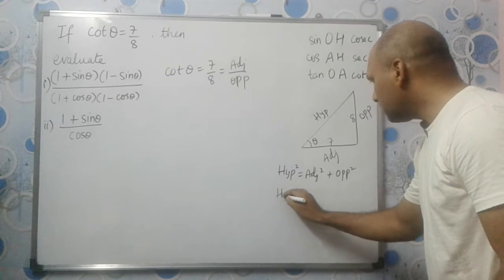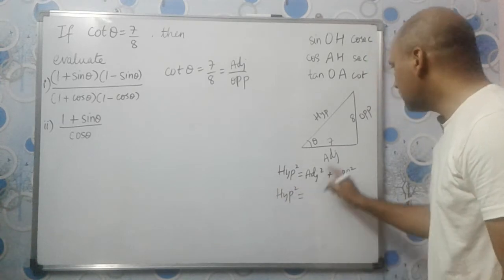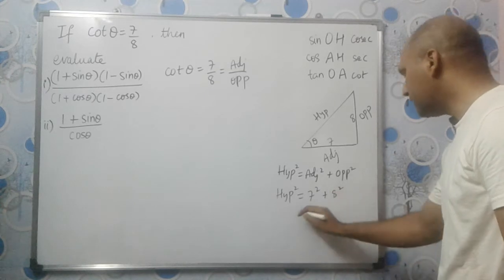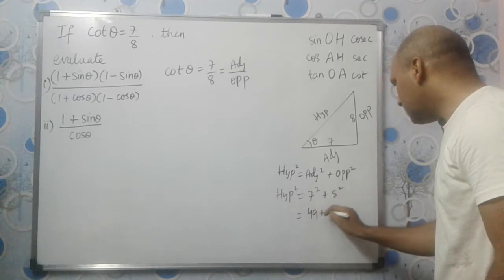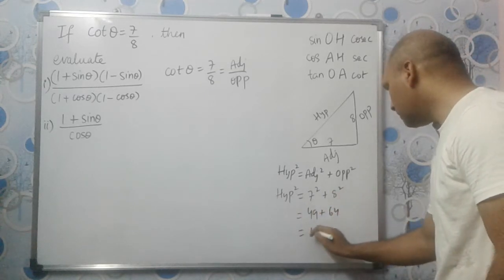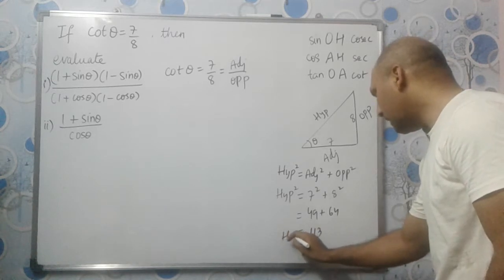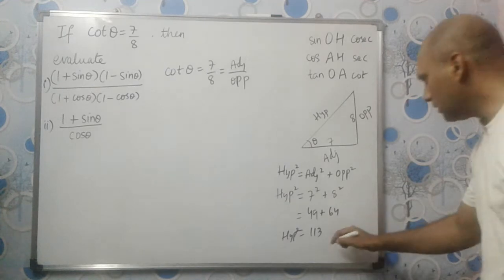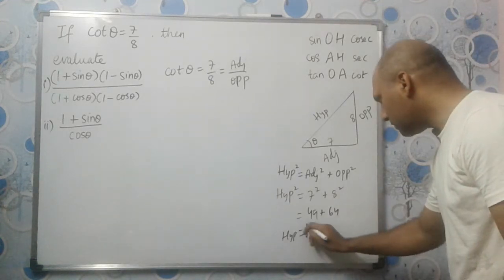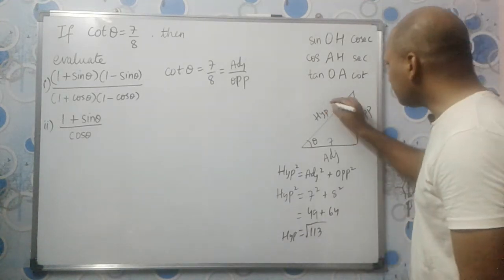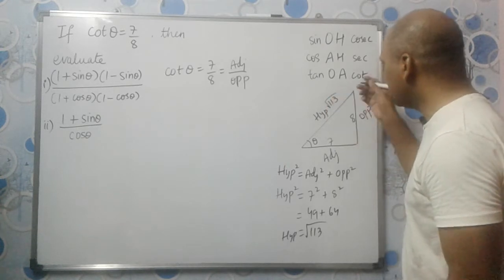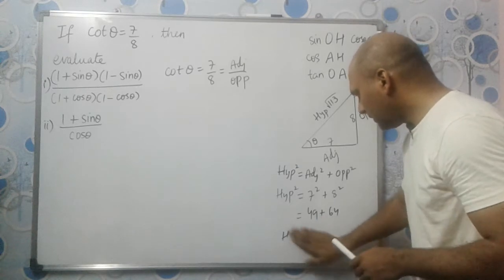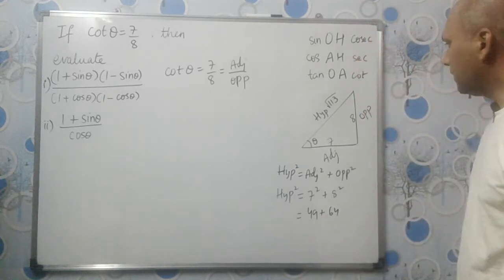So hypotenuse is not known to us, so let us write hypotenuse only. Adjacent is 7, so this will be 7 square. Opposite is 8, so this will be 8 square. So this is 49 plus 64, this will be equal to 113. Hypotenuse square, the square goes on the other side and becomes root. So hypotenuse is equal to root 113. There is no perfect root for root 113, right? So let it be root 113 only.